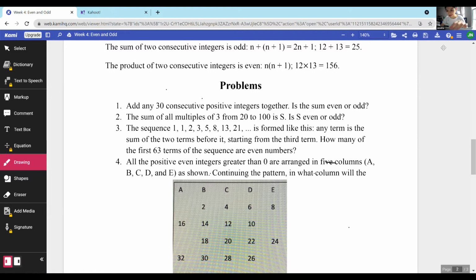Any of you have ideas? Okay, sure. Yo, do you want to explain how you solve the problem?